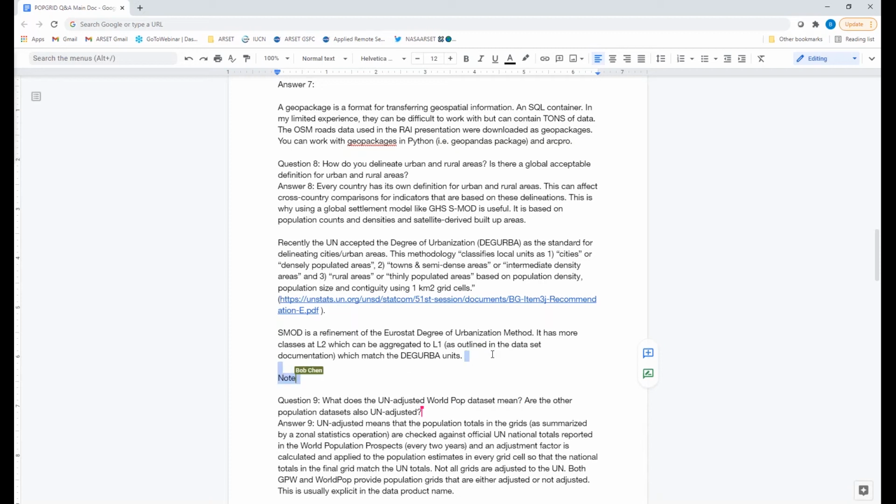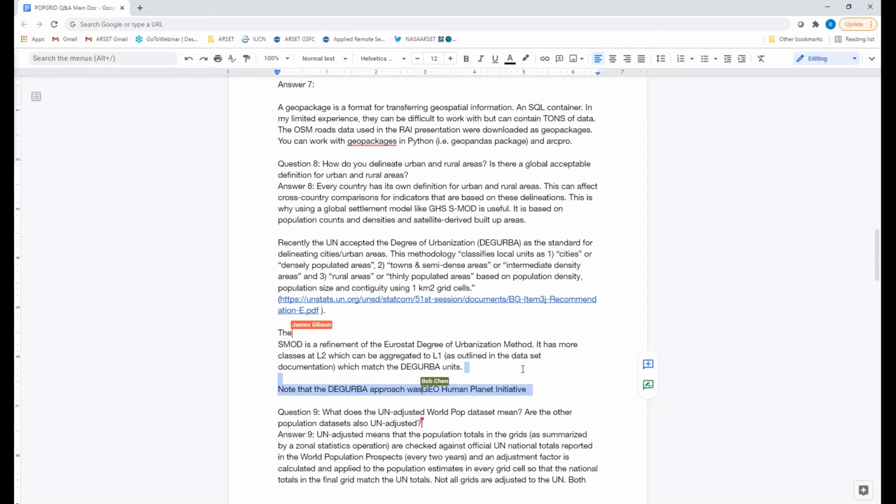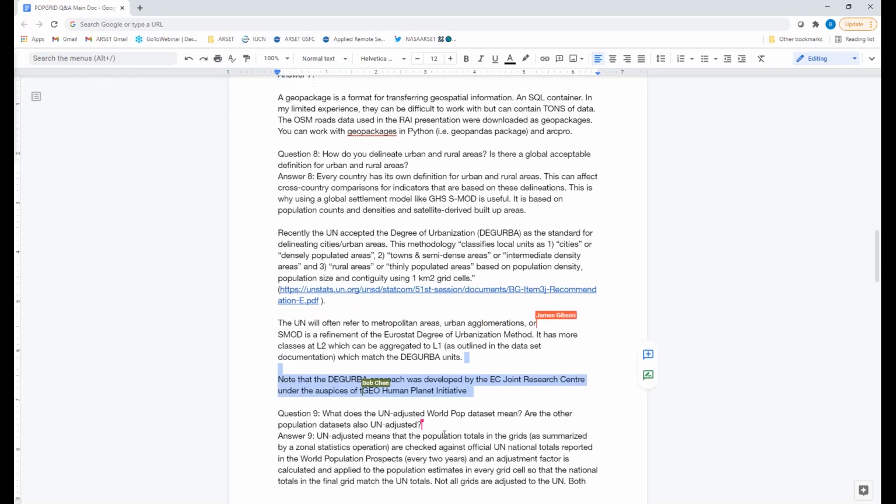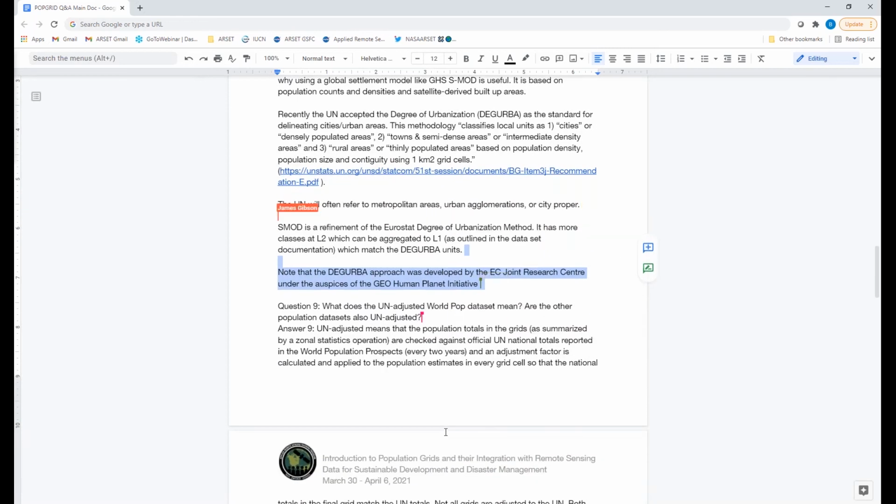And the methodology used to produce SMOD does actually follow the degree of urbanization method, although the final product is provided at a more refined level. So there's not just urban and rural areas, or a limited number of classes, but I think there's something like 8 or 13 classes in the SMOD data set, and they can be aggregated to the degree of urbanization one using the outline in the dataset documentation.